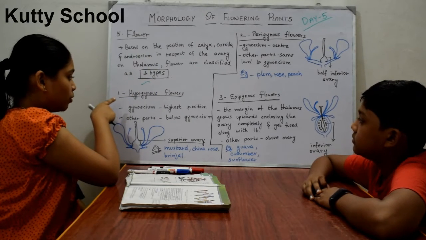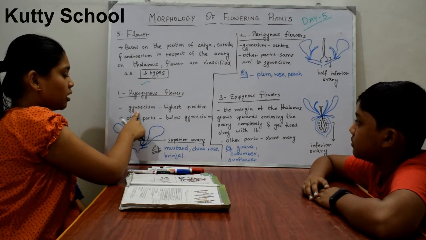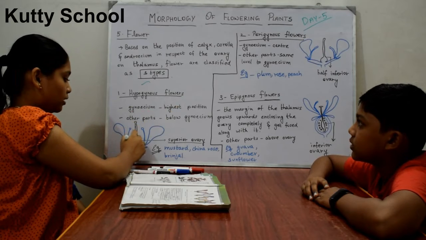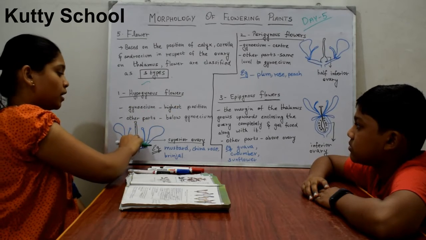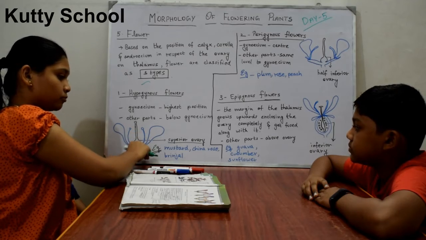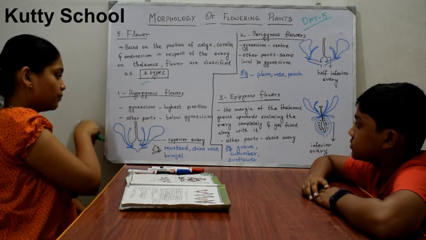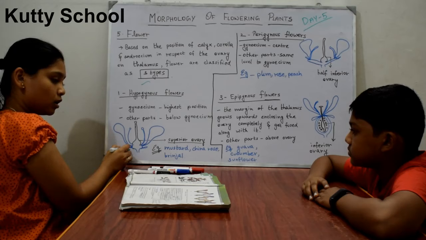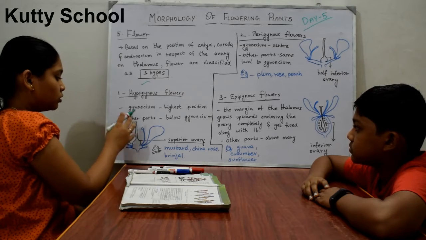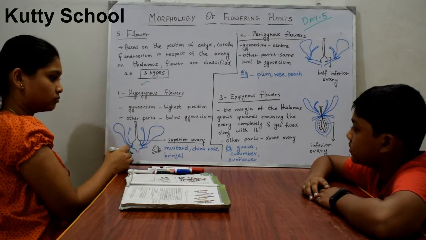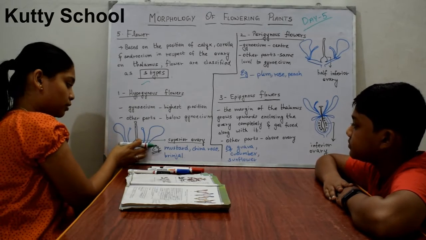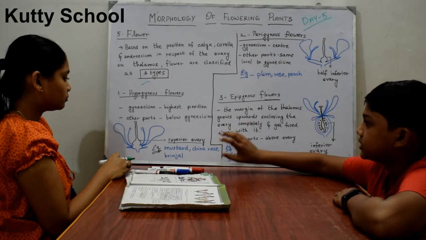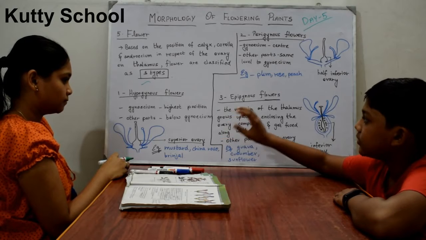In hypogynous flowers, the gynoecium occupies the highest position. This is the gynoecium, the female part, which is the ovary. It occupies the highest level of the flower, highest with respect to these three. These three are down. So the other parts are below the gynoecium, below this ovary. This arrangement is known as hypogynous flowers.